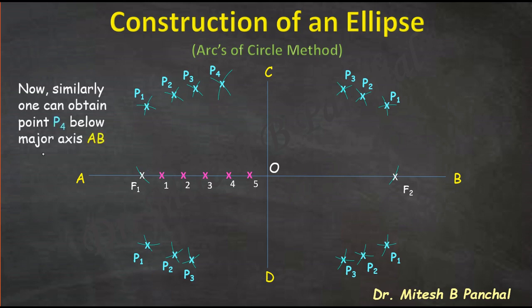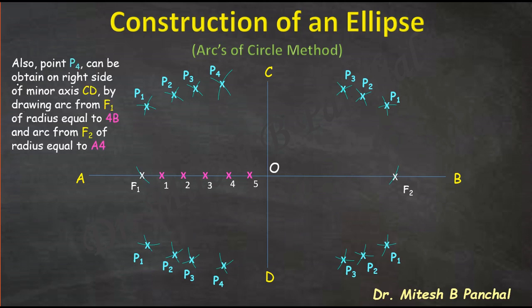Now similarly we can obtain the point P4 below the major axis from F1 and F2. Its distance from F1 is A4 and its distance from F2 is 4b. Also, point P4 can be obtained on the right side of the minor axis CD by drawing an arc from F1 of radius equal to 4b and from F2 of radius equal to A4.